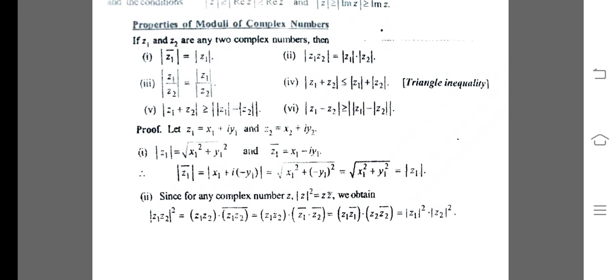Now the second property is mod of z1 z2 is equal to mod z1 into mod z2. We have already studied that mod z square is equal to z into z bar. So take mod z1 z2 whole square, which is equal to z1 z2 into z1 z2 whole bar, which is equal to z1 z2 into z1 bar into z2 bar. By taking the associative property, we get z1 z1 bar into z2 z2 bar, which is equal to mod z1 square into mod z2 square. Now taking the square root on both sides, we get mod z1 z2 is equal to mod z1 into mod z2.